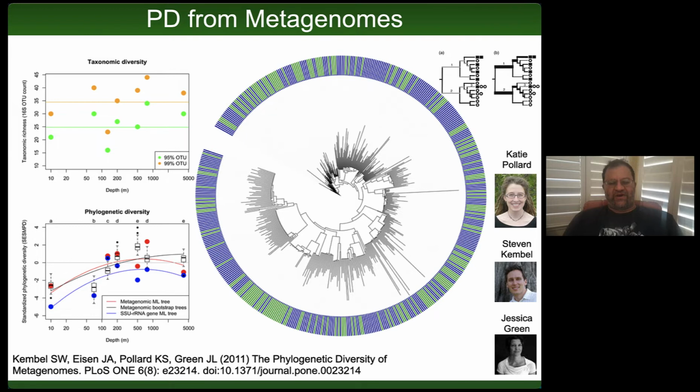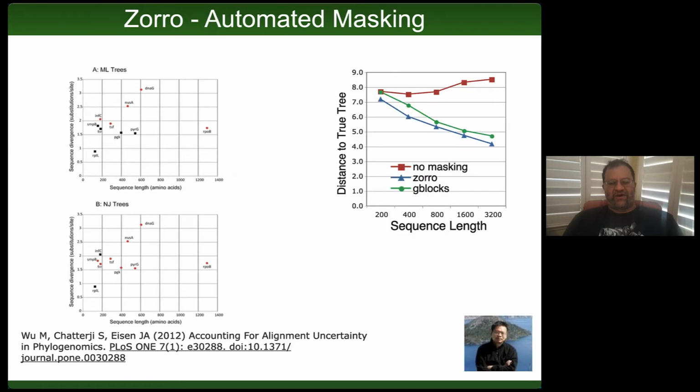And it turns out that using other marker genes from environmental samples is very useful for getting estimates of not just who is there, but also the phylogenetic diversity of the sample and the beta diversity of the sample, and so on. Steven Kembel developed this method for doing PD calculations, that is phylogenetic diversity, from metagenomes using these marker genes. There are all sorts of other things we've developed in my lab. I'm not going to talk about all of them now.